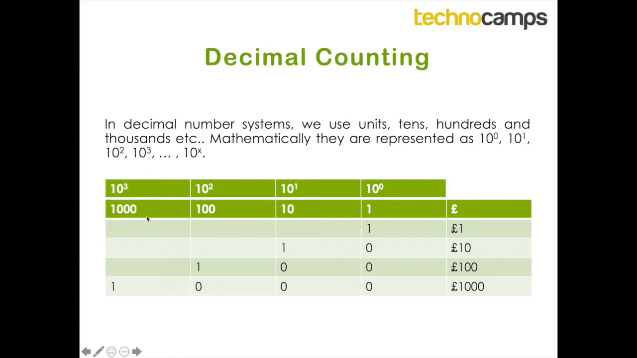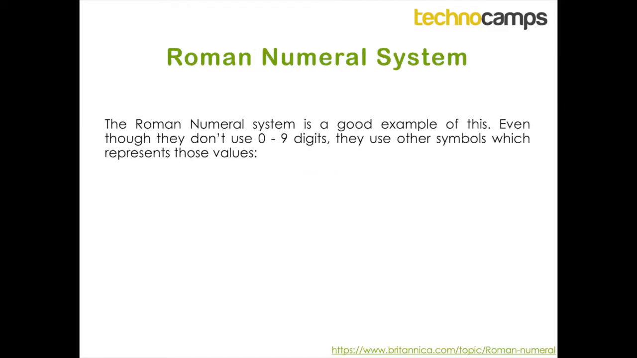So if I wanted to expand my table so that I can represent 10 thousands, that would be 10 to the power of 4. Now, I've mentioned before that when we count, we often use symbols, and we just repeat those symbols over and over again. The Roman numeral system is a good example of this.